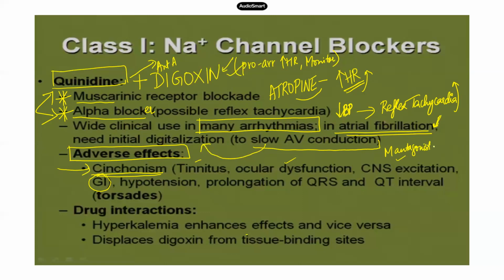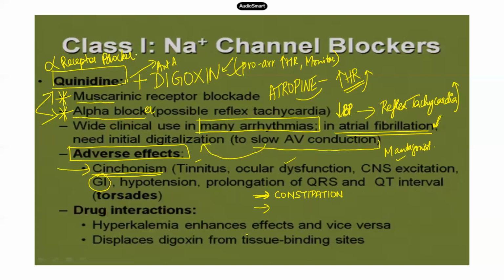Now, let us take GI for example. If quinidine possesses muscarinic antagonistic activity, what should it do at the level of your GI system? Should the patient have constipation or diarrhea? It should be constipation because it prevents the movements. Yes, the patient should have constipation. Now, you also know that quinidine is also an alpha receptor blocker.